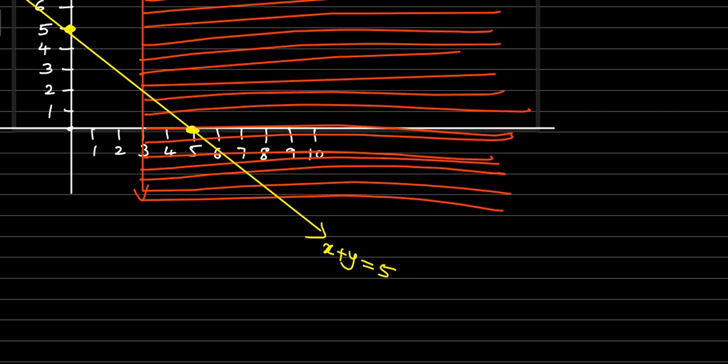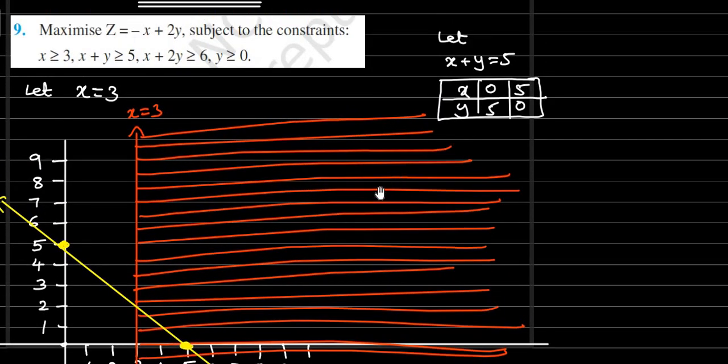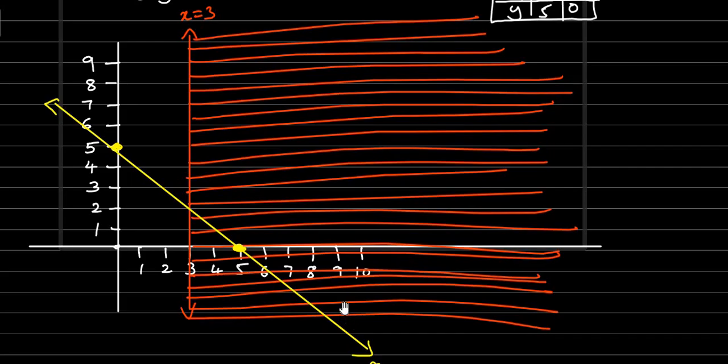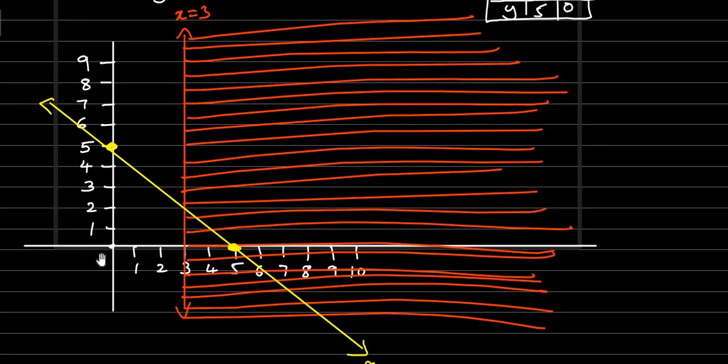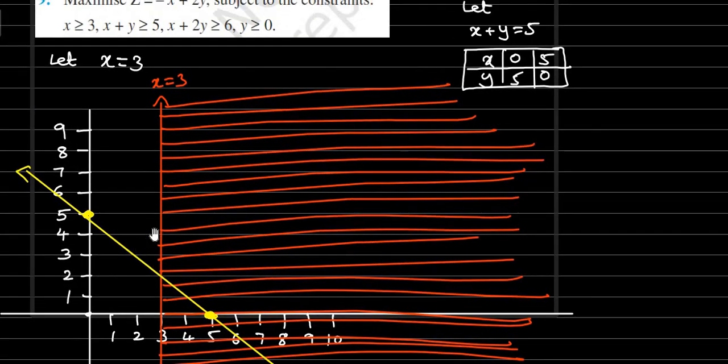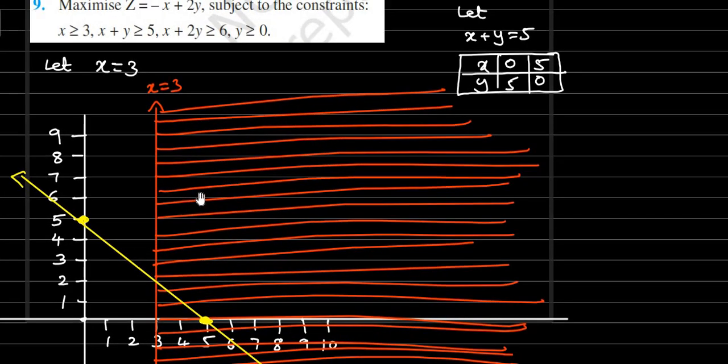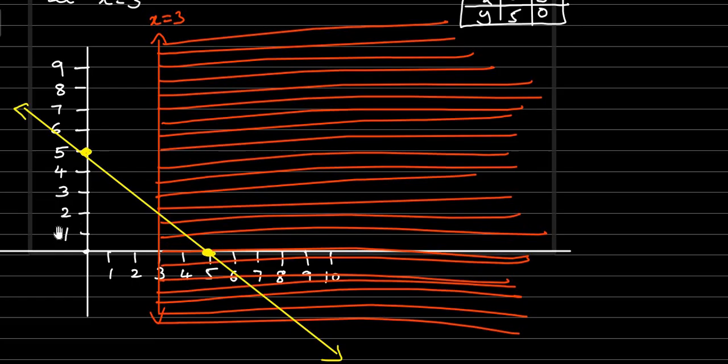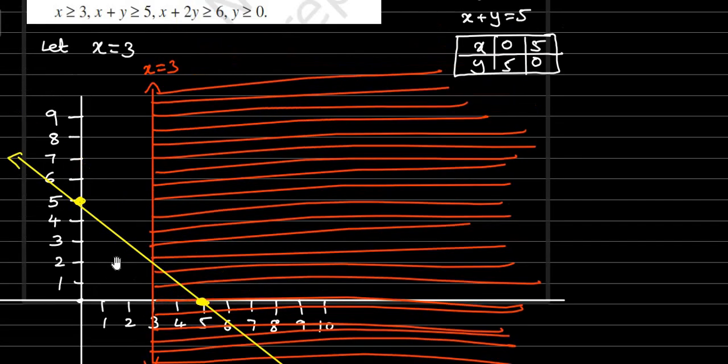Okay, x plus y equal to 5. Now we need to identify the solution space. After drawing this yellow line, the graph is dividing into two portions, one is the upper side and here the lower side. So which side we have a solution, we have to identify. Let me take randomly any value which lies this side, 0 comma 0, let's take.